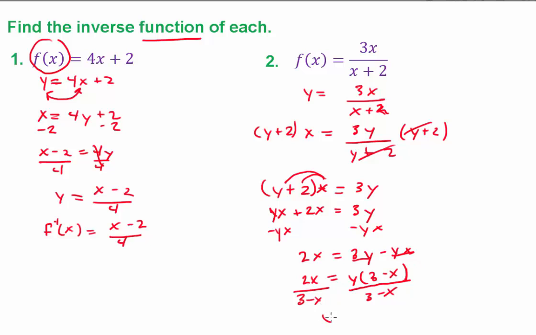So then we have y is equal to 2x over 3 minus x. Now again, we do want to write this in function notation, so we write f and the inverse notation. Remember, the inverse notation is the -1. It is an exponent. It doesn't mean you're actually evaluating f of -1. We are just simply using that as notation for our inverse function is equal to 2x over 3 minus x.